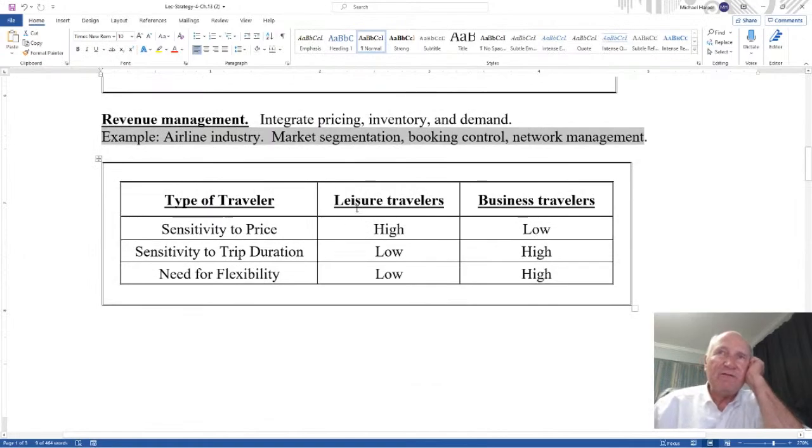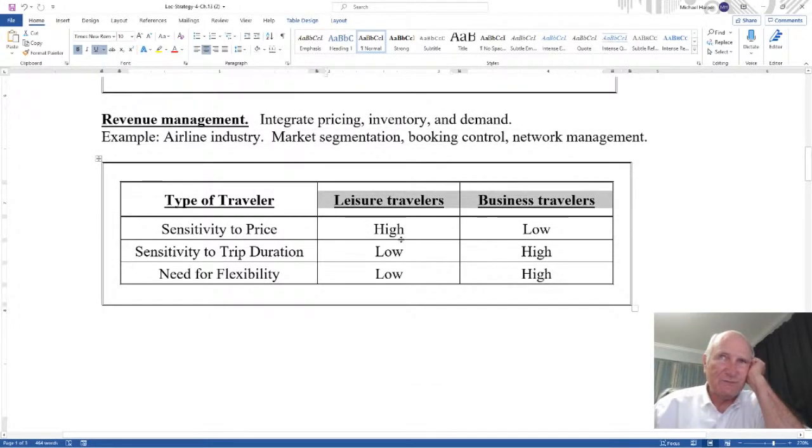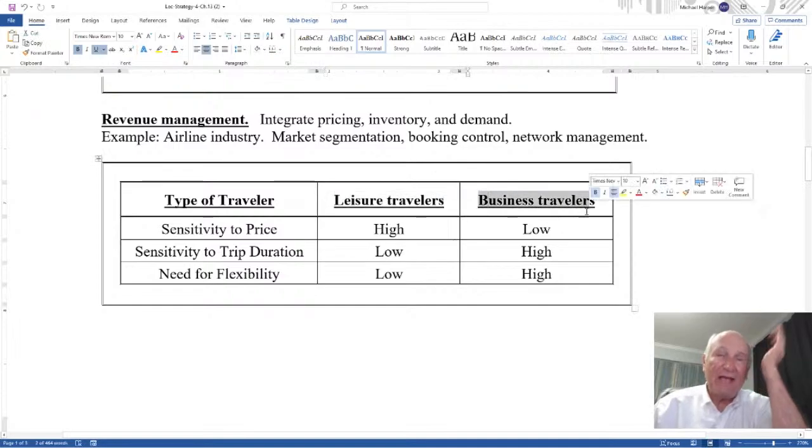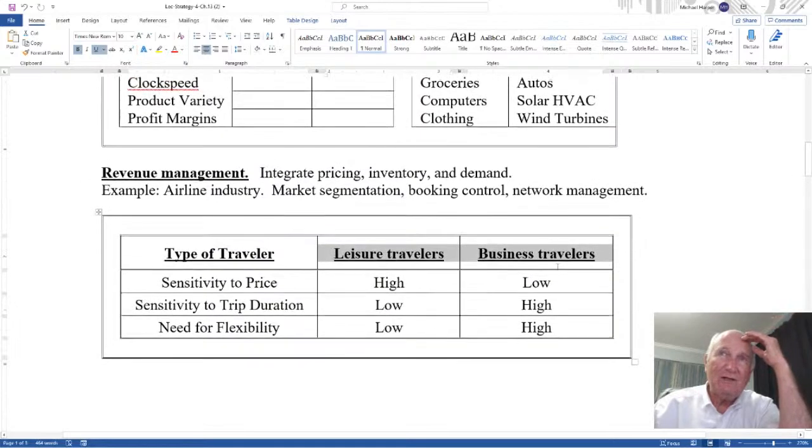Okay, well, you have leisure travelers and business travelers. The leisure travelers are looking for a bargain. Business travelers, they have to do it. Well, can you tell the difference between leisure and business? Well, in airline travel, yeah, sure you can, because the business travelers say we're business. Leisure travelers say we're going on vacation. It's pretty easy to tell.